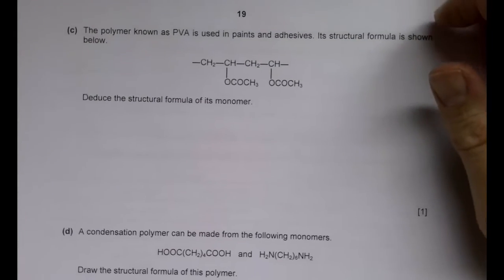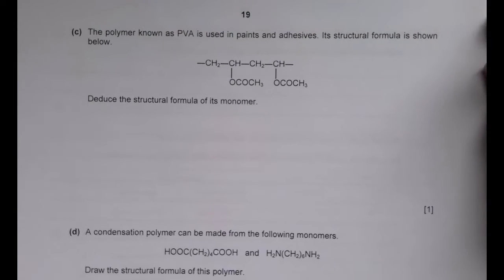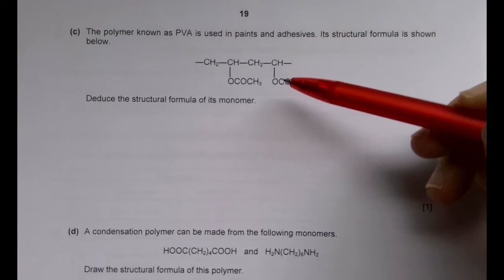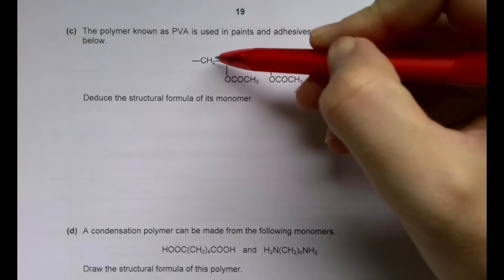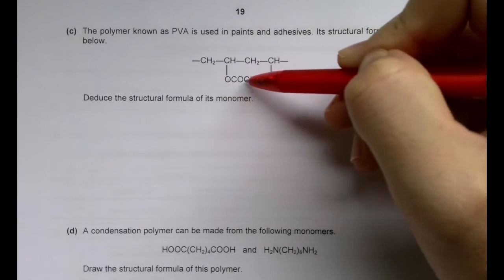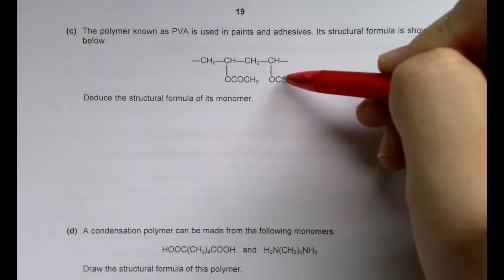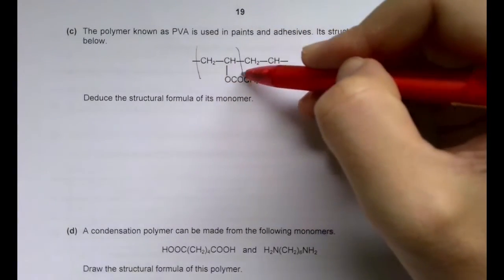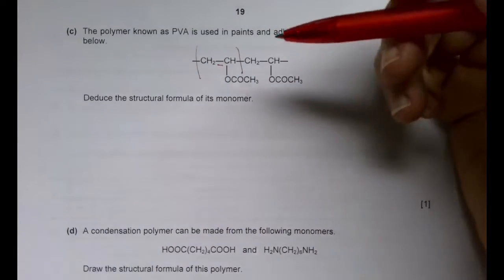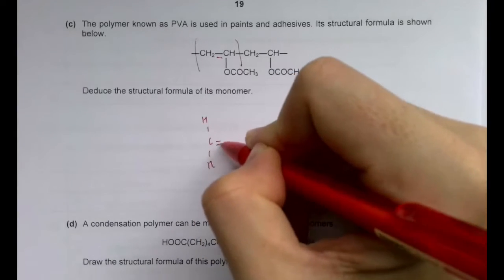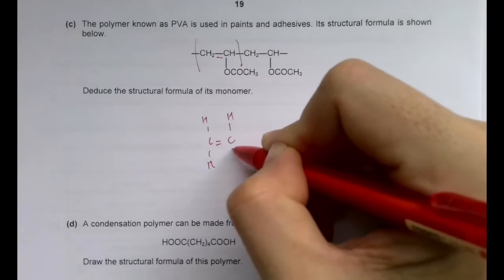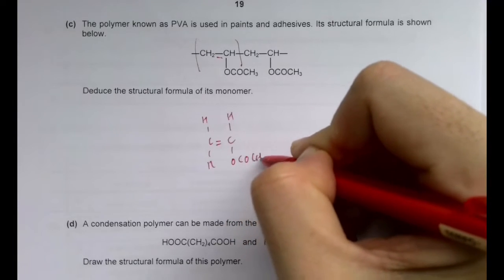The polymer known as PVA is used in paints and adhesives. Its structural formula is shown below. Deduce the structural formula of its monomer. Super easy. Okay, so you can see, look, I've got CH2, CH, and then this thing here, CH2, CH, this thing here. So it's literally just going to be that with a double bond in it. So it's going to be CH2 double bond CH, and then whatever this is here.